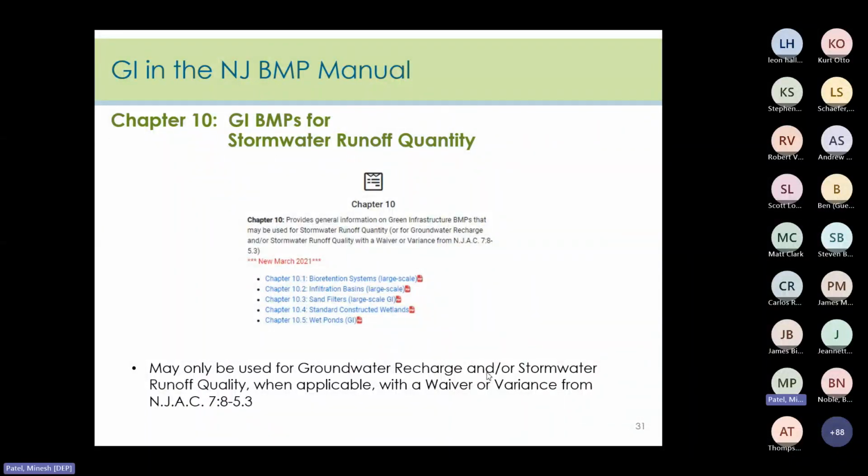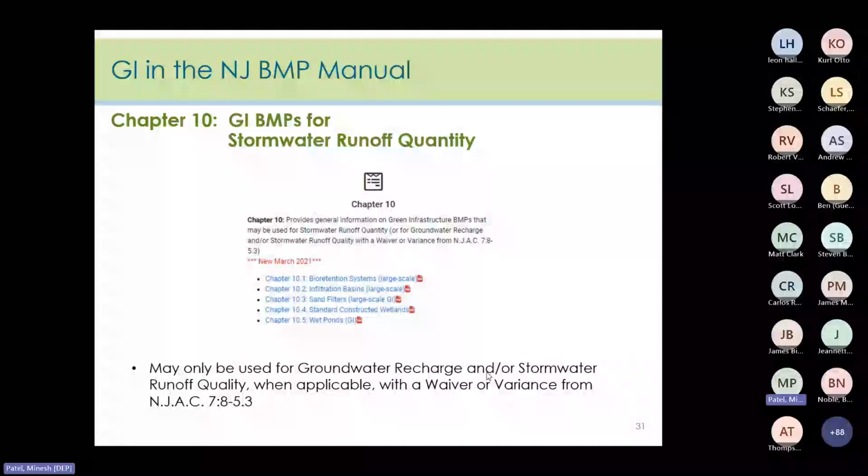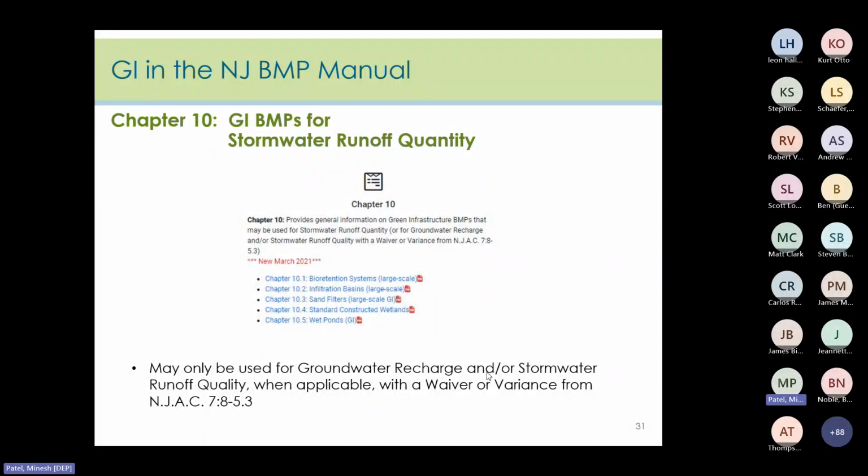Chapter 10 BMPs can be used to address stormwater runoff quantity control. These BMPs can have larger contributory drainage areas than the BMPs that are listed in Chapter 9. And these include bioretention systems, infiltration basins, sand filters, standard constructed wetlands, and wet ponds. Just to note, though, that I said they can address quantity. These BMPs may only be used to meet water quality and recharge if a waiver or variance is granted.